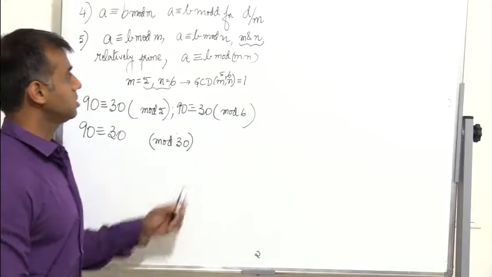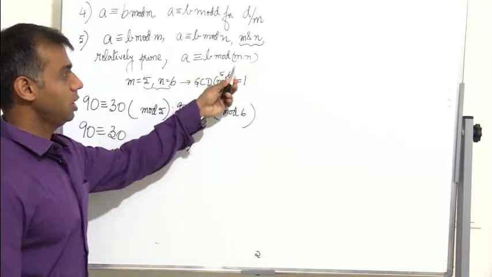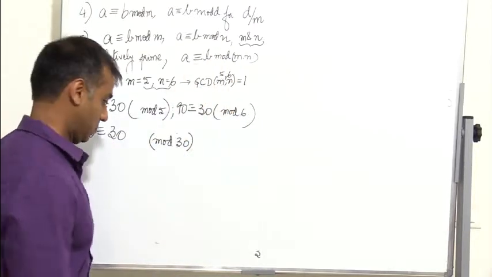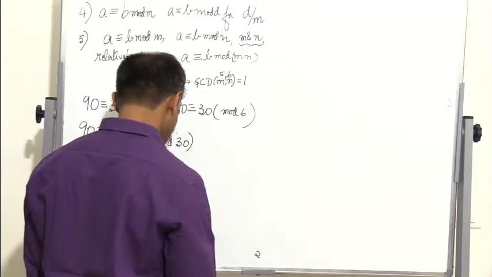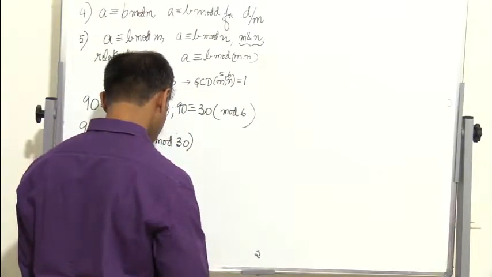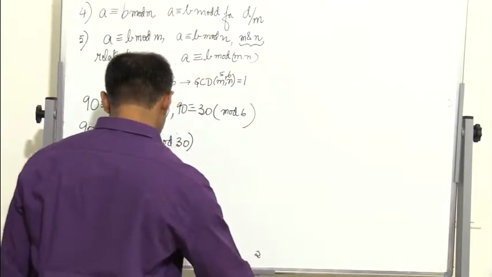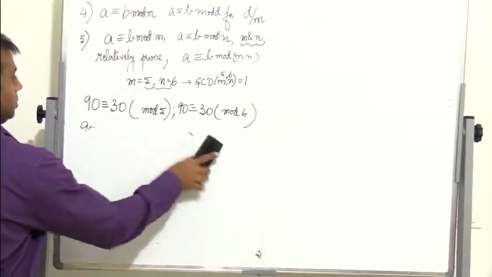So this condition is true only if m and n are relatively prime. Now using the congruence relation, let us try to solve a few relations.